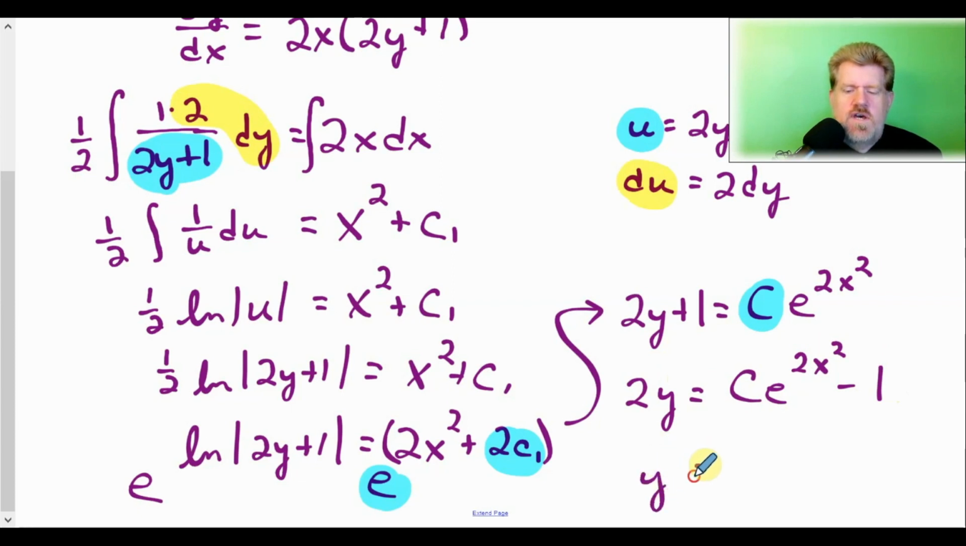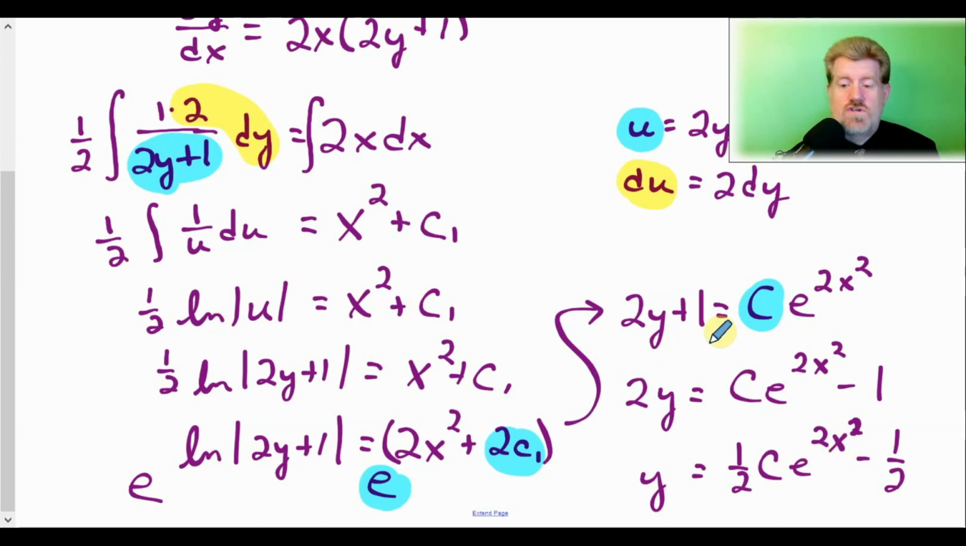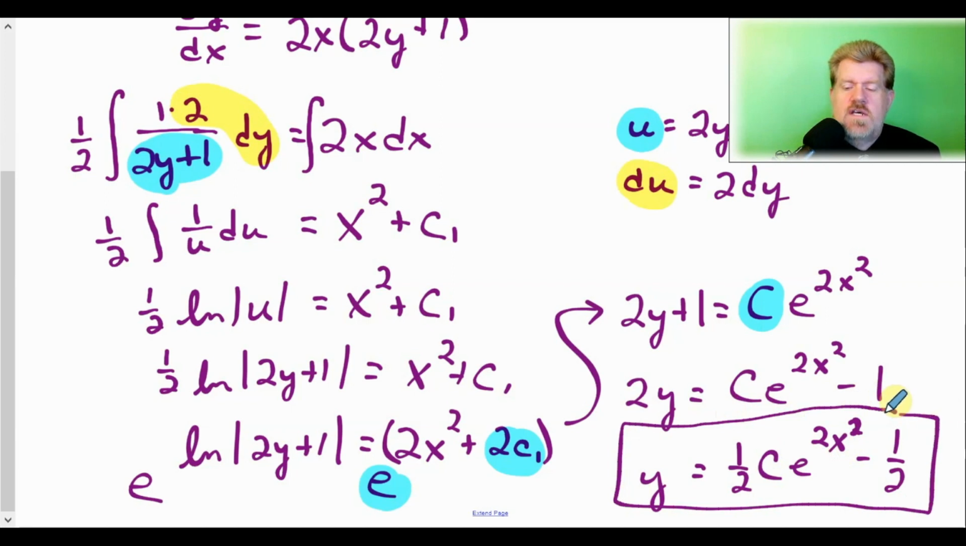And then we're going to divide by 2. So 1/2 c e to the 2x squared minus 1/2. Now you might be thinking, well, that's just 1/2 a constant. Can I just make that another c and things like that? You could. But since I've already made it a c, we're just going to keep it like that. There's your differential equation.